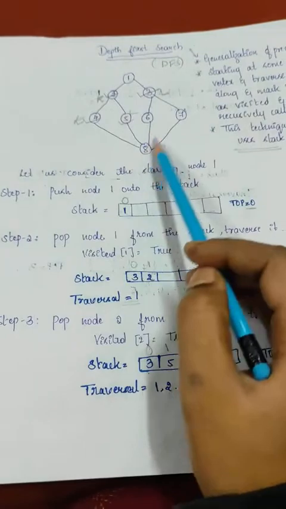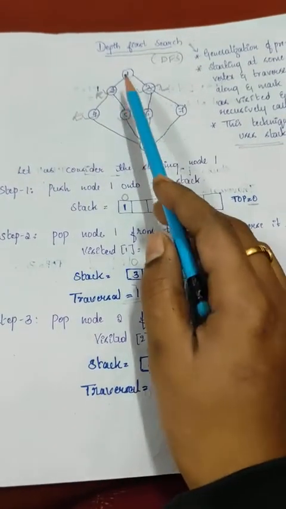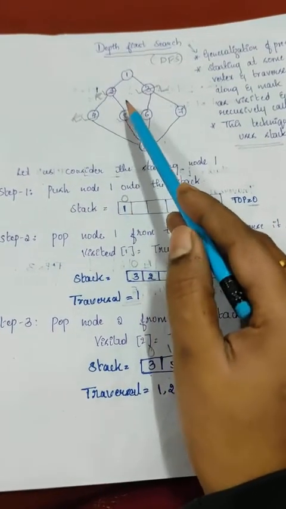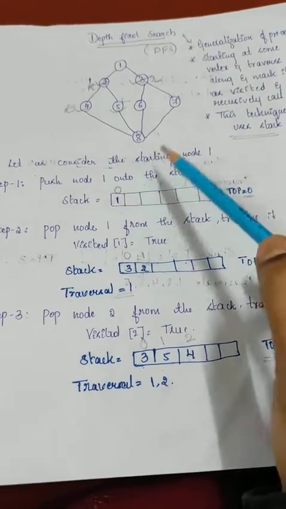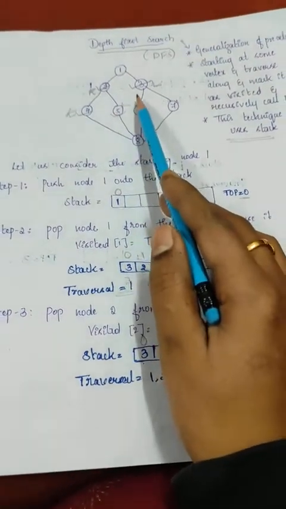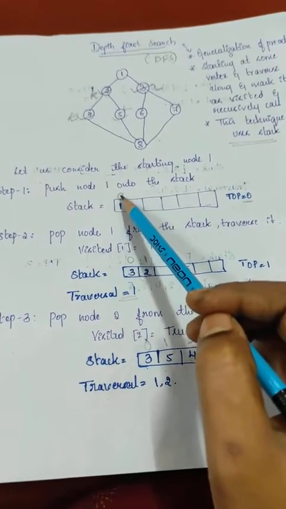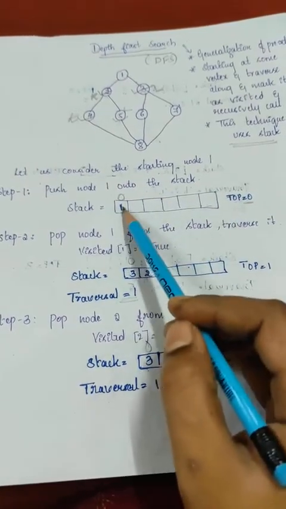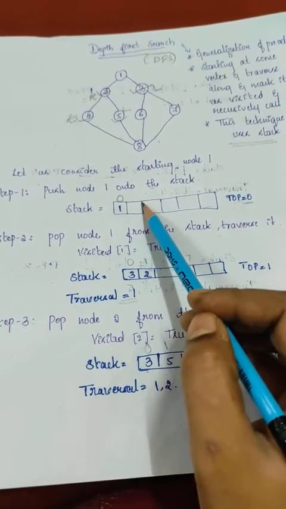So this is the graph we have considered as an example. The starting node is 1. We push 1 into the stack, because it is the first element. I am pushing that node into the stack, so the top position will be 0. Next, which is the top element now? 1 is the top element, so we want to pop that element.